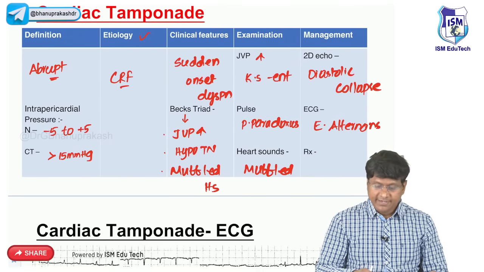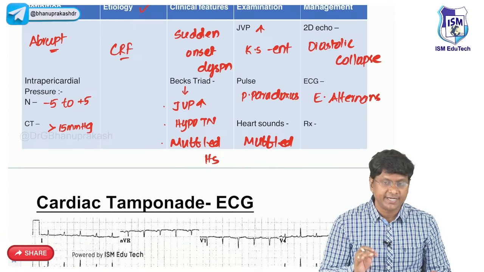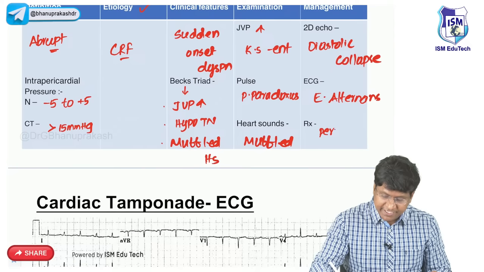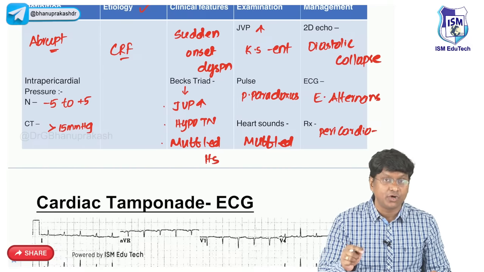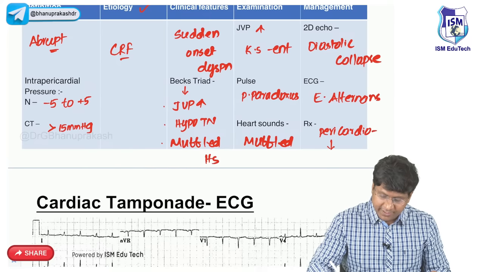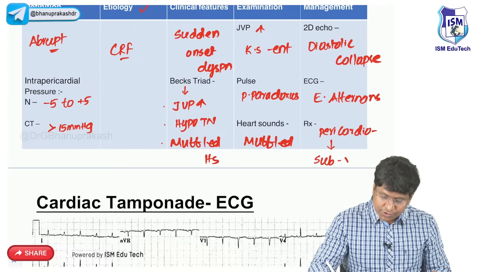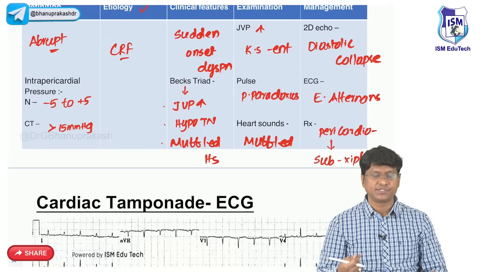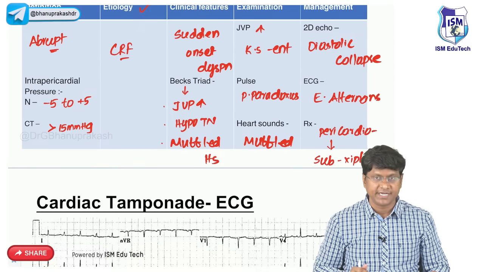small complexes. And what is the immediate treatment that you need to do in cardiac tamponade? You need to do pericardiocentesis. Now, whenever you are doing this pericardiocentesis, what should be the approach? The approach should be the sub-xiphoid approach. So through the sub-xiphoid approach, you need to do the pericardiocentesis, where you need to take out the pericardial fluid.